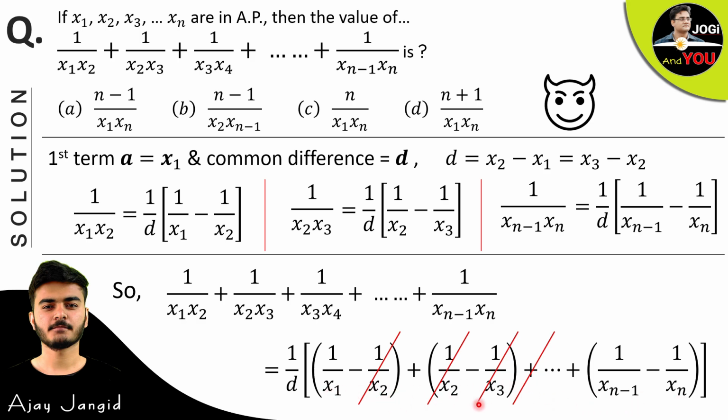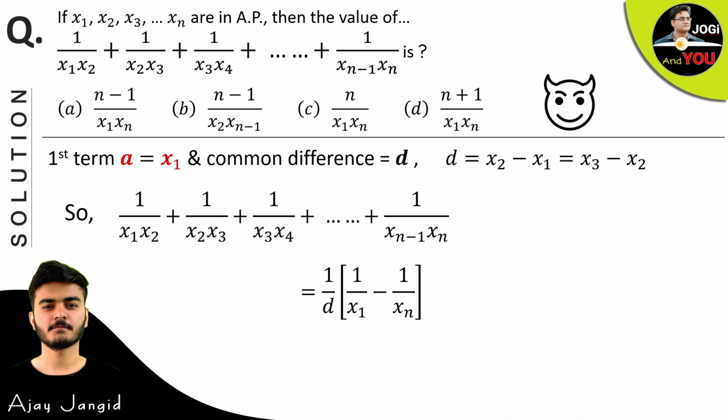Here we have x1, x2, then x2, x3. So here will be x3, x4 and then x4, x5. So we will do the same here as we did before. So this 1 upon xn minus 1 term will be cancelled out with the previous term because it's also in the same sequence. So practically all the middle terms will cancel out and the first term and the last term will remain. So after removing all the extra things, what we have? We have 1 upon d in bracket 1 upon x1 minus 1 upon xn.